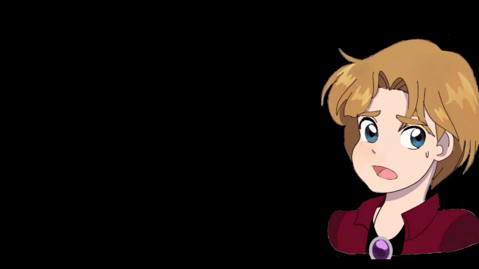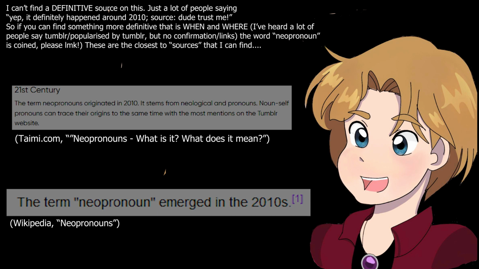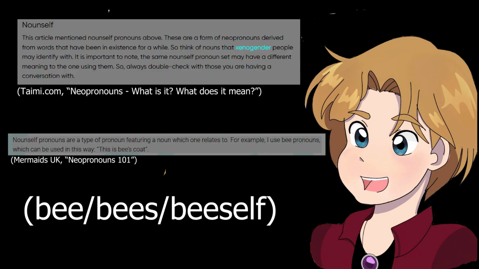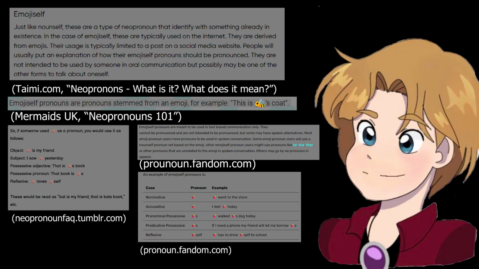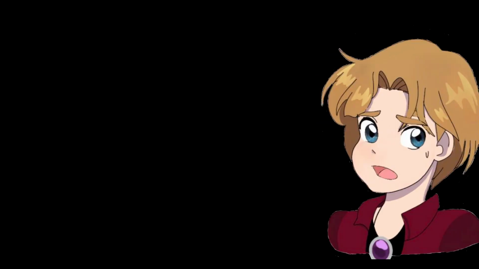Now, I'll admit that I have been using the term neopronouns to describe all these sets of pronouns throughout the years. The term neopronoun wasn't coined until 2010, however. Especially in recent years, a lot of neopronouns, like noun-self pronouns, bee, bees, beeself, for example, and emoji pronoun sets, which I'll leave on the screen, have been coined through sites like Tumblr. Tumblr has done a lot of work in the neopronoun area, so to speak.